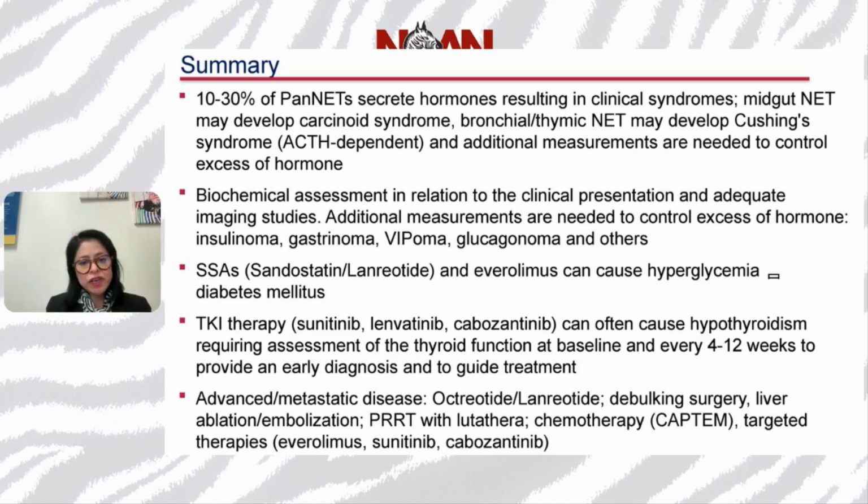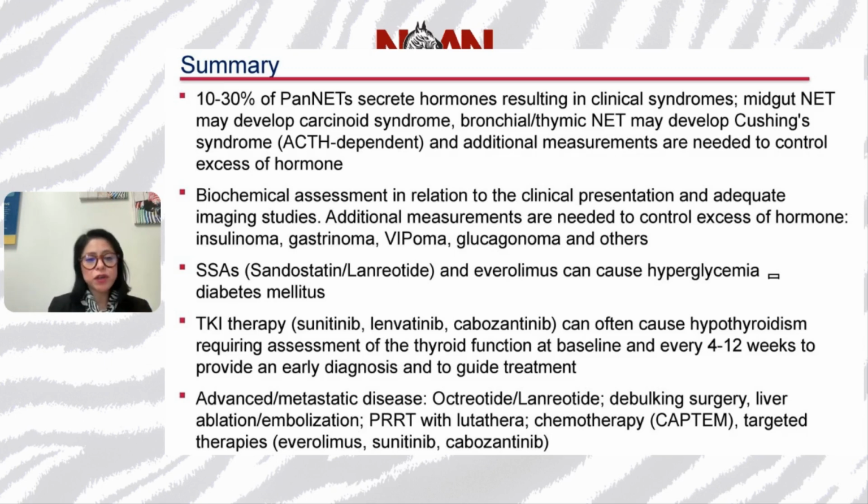In terms of advanced metastatic disease, in patients for whom we are unable to do surgery and who have excess hormones, there are different treatments that can help control the tumor growth. At the same time, if the tumor shrinks or is controlled, that can also help with some of the symptoms related to hormone excess. We discussed somatostatin agonists such as lanreotide and octreotide. Surgery may be beneficial in a subset of patients. There are also liver-directed therapies with ablation, embolization, and PRRT with Lutathera.